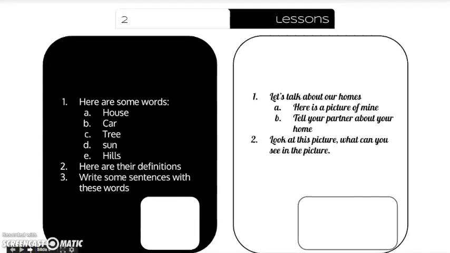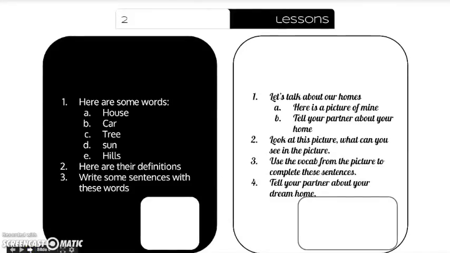Okay. Then, in order to deal with my target language or present my target language, I'll say, look at this picture, what can you see in the picture? And I might show a picture like in the previous slide. Then we will establish, present and clarify the language from the picture, and I could say use the vocab from the picture to complete these sentences in order to do a controlled practice exercise. And finally, to personalize fully, I can then say, okay, now use the vocabulary that we just worked with to tell your partner about your dream home.